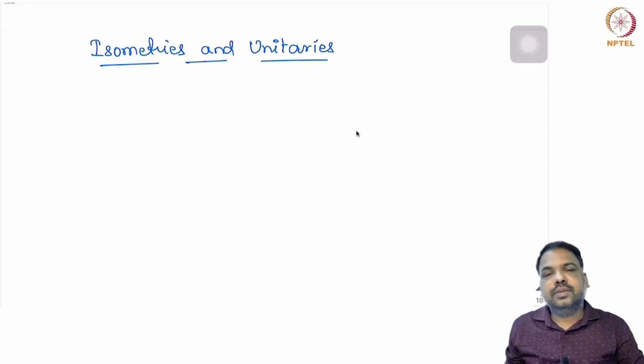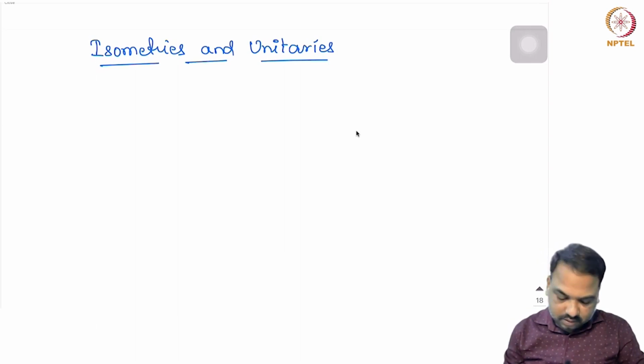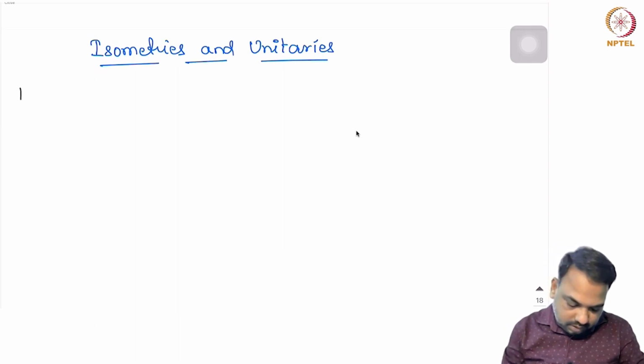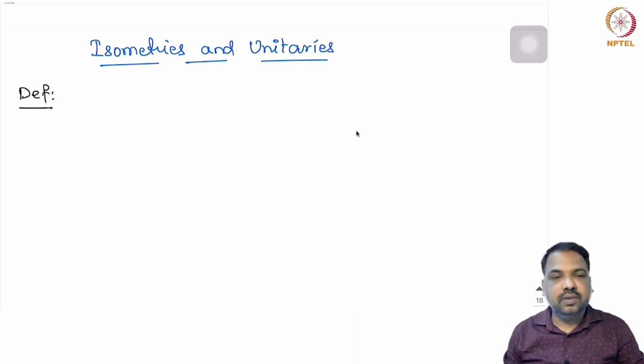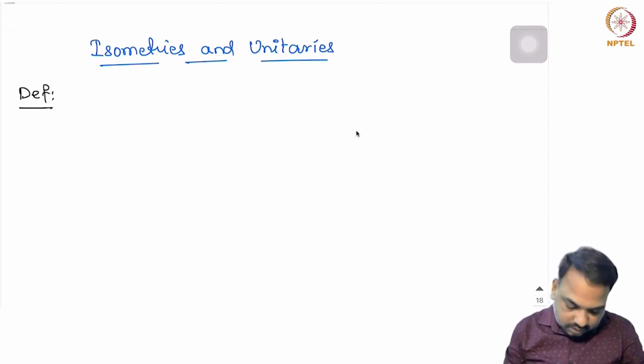Hi everyone. In the last two classes, we have discussed positive operators, self-adjoint operators, and normal operators. In today's class, we are going to discuss isometries and unitary operators. Let us first define what is an isometry and what is a unitary. Then we can discuss some properties of these operators.